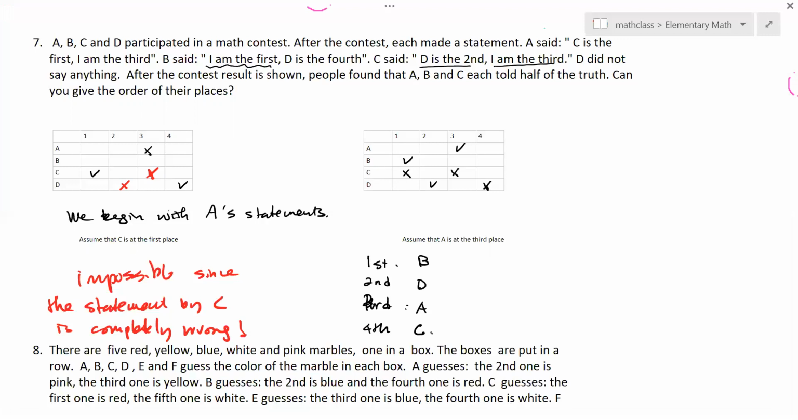So got it? You begin with the statement by A, and then there are two possibilities. You assume one of them first, then you find out the first assumption is wrong. Then you go to the second assumption, then you can go through, figure out the table, no contradiction. Then you solve the problem.